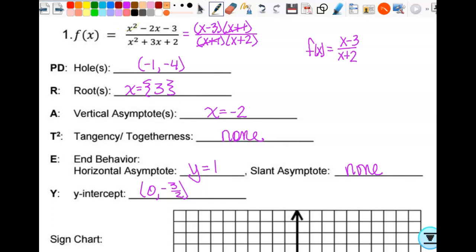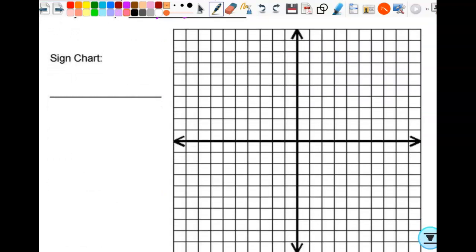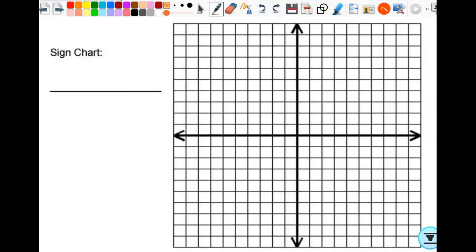So I'm going to rewrite that reduced function down here so we can see it. I did change the wording and put sign chart here instead of number line. And what was it? It was x minus 3 over x plus 2. Okie dokie. So there's two things that go on here. We got a -2 and a 3. Is the -2 open or closed? Open. And the 3 is closed.